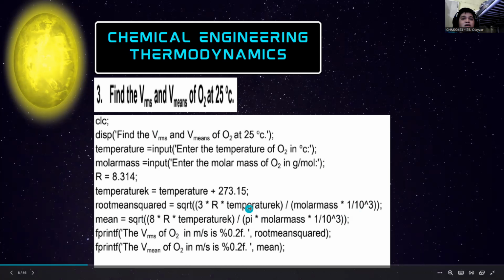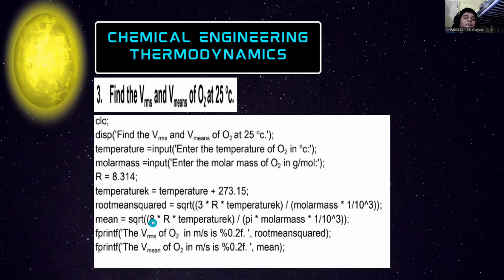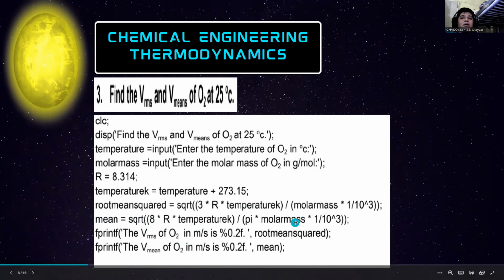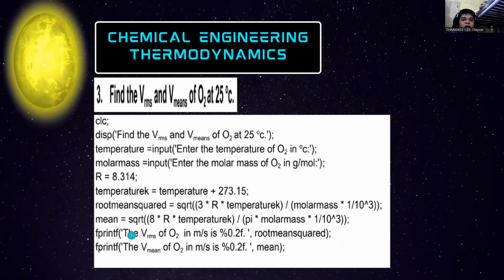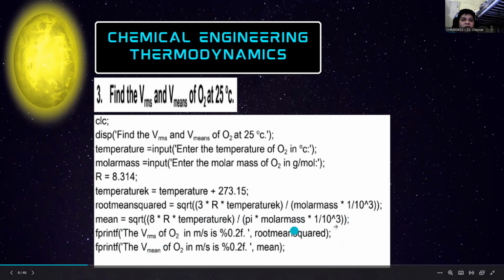It is almost the same for the mean speed, but a different formula: the square root of 8 times R times the converted temperature over pi times the molar mass times 1 over 10 to the power of 3. Almost the same. After that, you will get the results that we need in the lower part of the coding prompt.